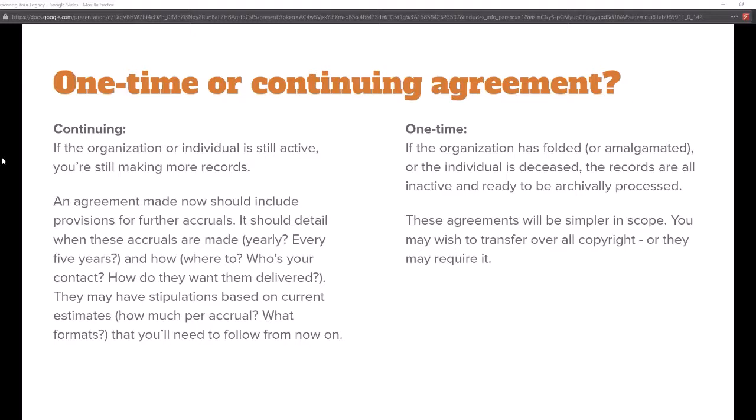Making provisions for further accruals of records should include when they're made, how much they estimate. They may have stipulations on their end based on what kind of formats they want. Maybe they only want digital accruals in the future. Maybe they only want a certain amount of materials, or maybe they just want whatever you produce every 5 years. Where should they be delivered? Who's your contact? How that process goes. Make sure that all of that stuff is in your deed of gift. Make sure that that agreement is written down and signed by both parties. Make it as specific as you can, knowing that things change and people move and all that stuff.